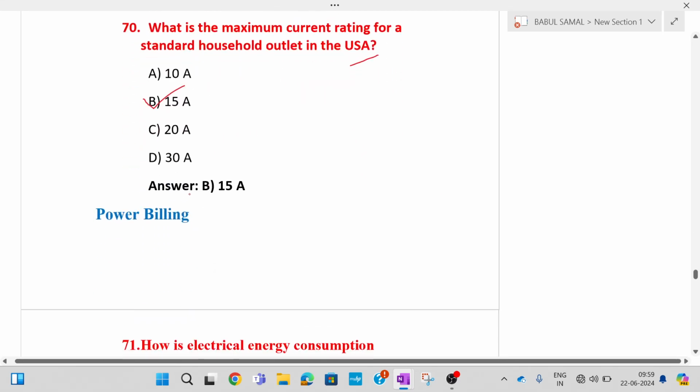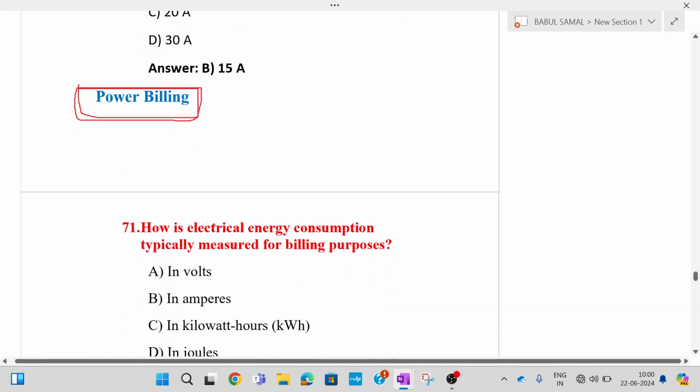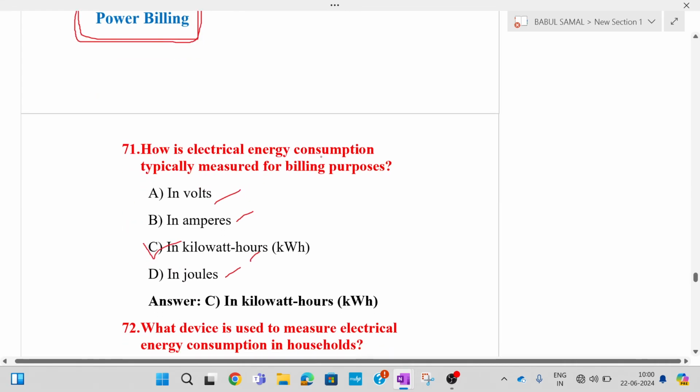Next question. See, there are some questions on power billing. So there are questions on power billing. Let us start. How is electrical energy consumption typically measured for billing purposes? In volt, in amperes, in kilowatt hour, in joules. So we know 1 kilowatt hour is equal to 1 unit. So option C will be correct.